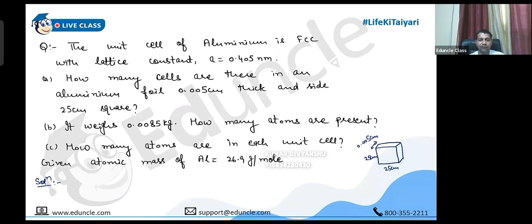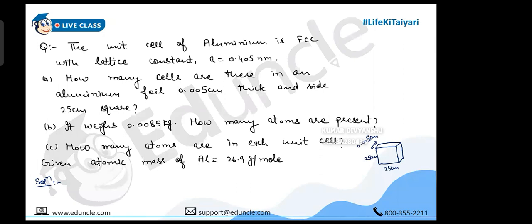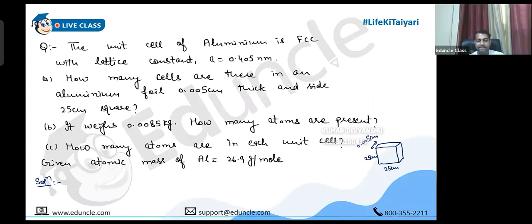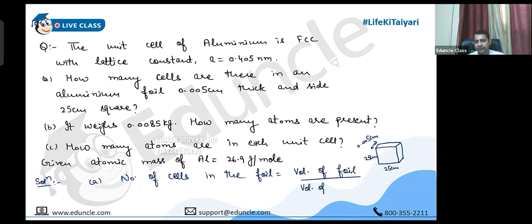Now, how can we get the number of cells in this aluminium foil? Find the total volume of the foil, divided by the volume of a unit cell, which is A cube. So volume of foil divided by volume of unit cell. That will be the number of unit cells in this particular foil. So please calculate. Number of cells in the foil is equal to volume of foil by volume of unit cell. So please solve this.